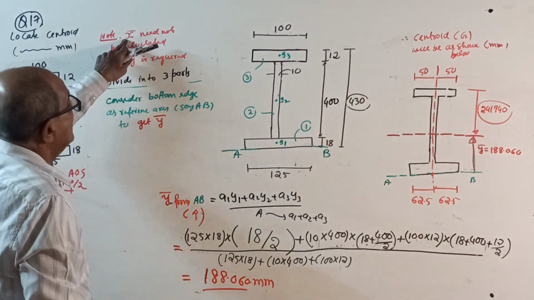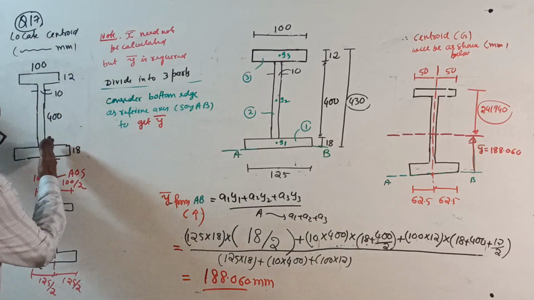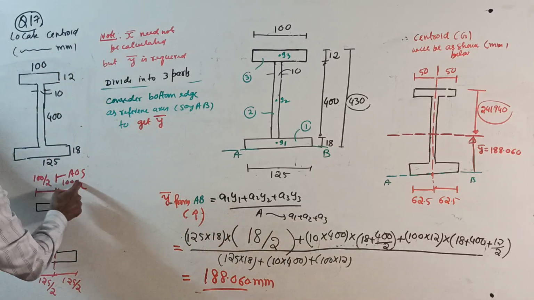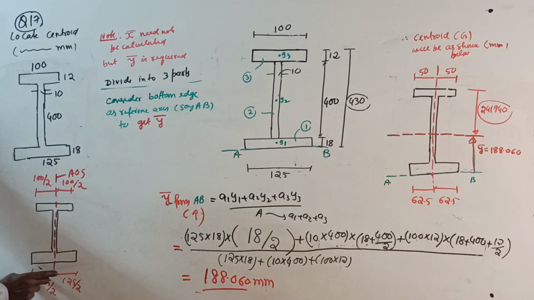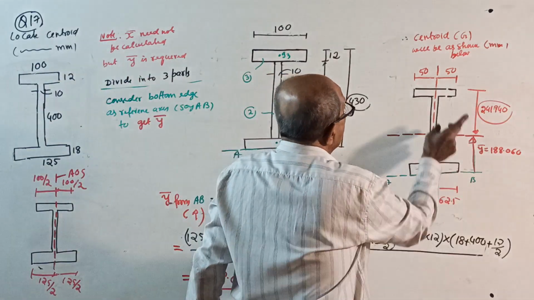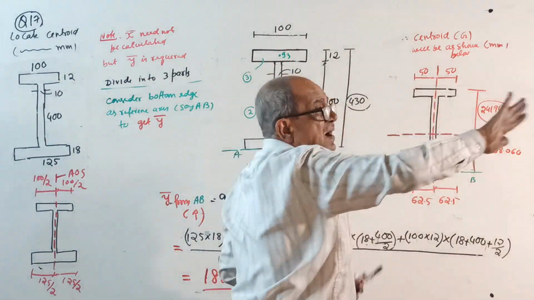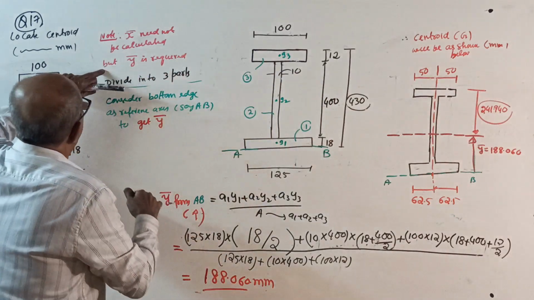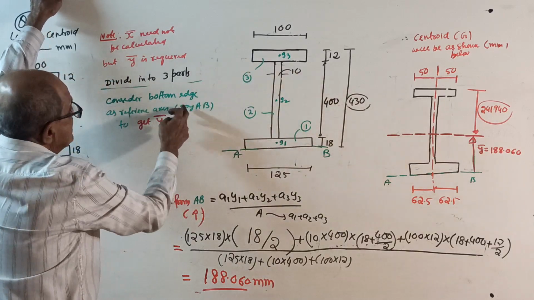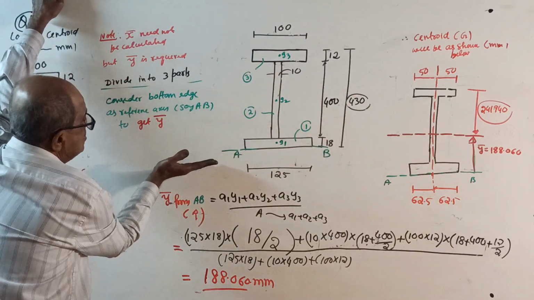Okay. Note, x bar not required, axis of symmetry. Therefore, midpoint 100 by 2, bottom 125 by 2. See later, 62.5, 50. X bar is not required. Y bar, divide into three parts: 1, 2, 3. Consider the bottom edge as reference to get y bar.